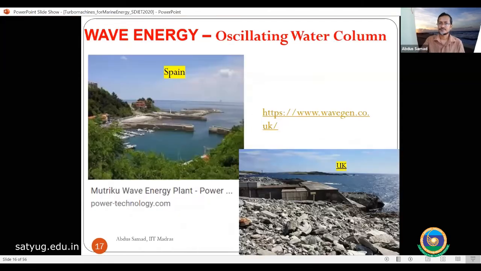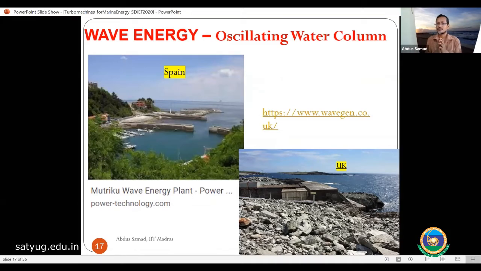Yeah. So wave energy, oscillating water column, I already told that I'll discuss in detail. This oscillating water column plant was tried in India, and many other countries also tried. For example, in Spain, the Mutriku wave energy plant is there. You can see it in the picture. In the UK also they tried, and South Korea, China, and many other countries tried. But many tried, many failed, and many are still going on.